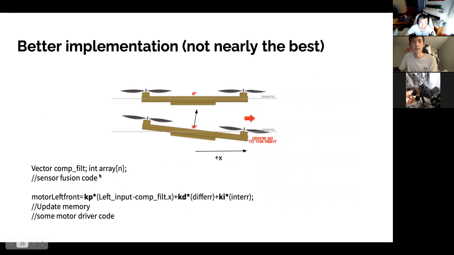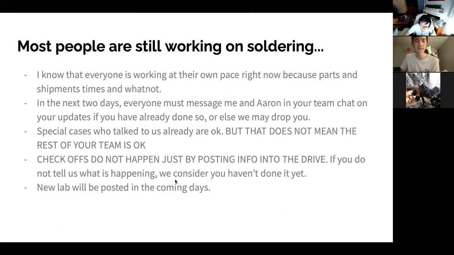And at the same time, like we talked about, you can add it up for each motor depending on which direction it's supposed to move. Then you want to update memory because you have to keep track of what the values are for integrals, as well as if you're averaging derivatives. And then you have your motor driver code that actually makes it run. Cool. That's the whole thing.